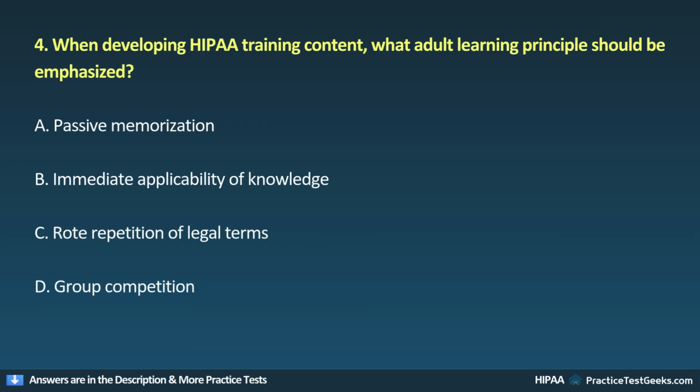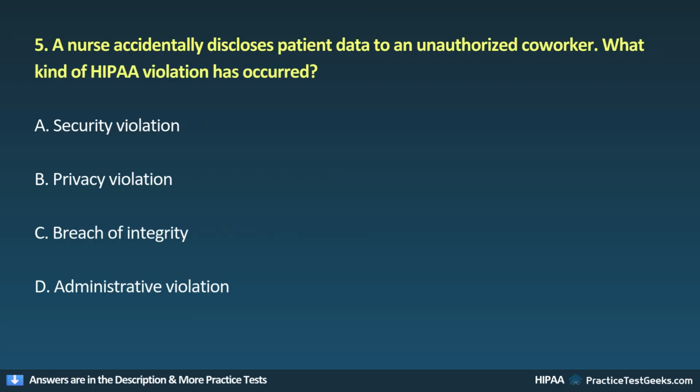4. When developing HIPAA training content, what adult learning principle should be emphasized? A. Passive memorization. B. Immediate applicability of knowledge. C. Rote repetition of legal terms. D. Group competition.